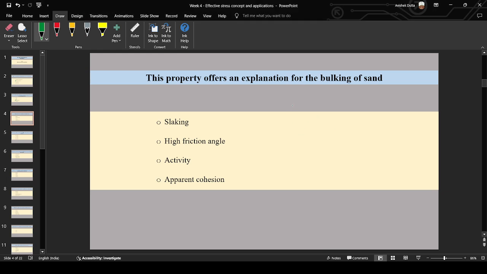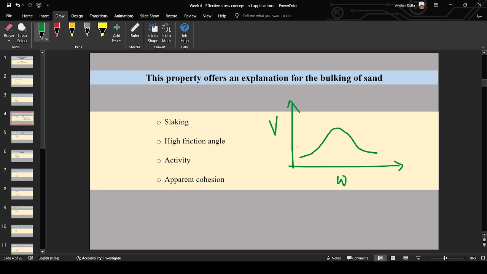So in sand, what happens is, if we add moisture, this is the volume and this is the water content. Upon the addition of water, the volume increases and then decreases, becoming constant. Now, there are two types of sand: fine grained sand and coarse grained sand.